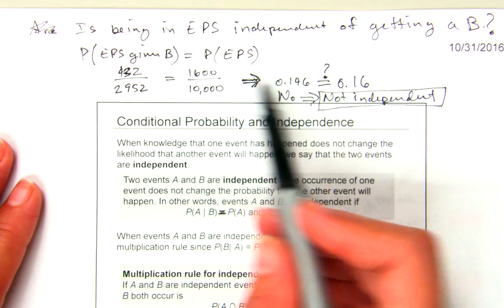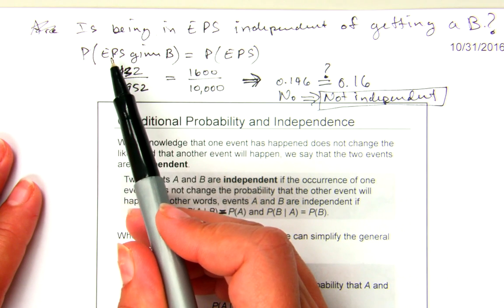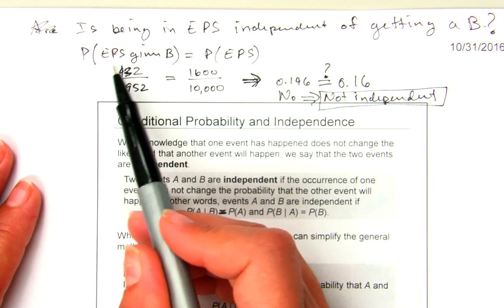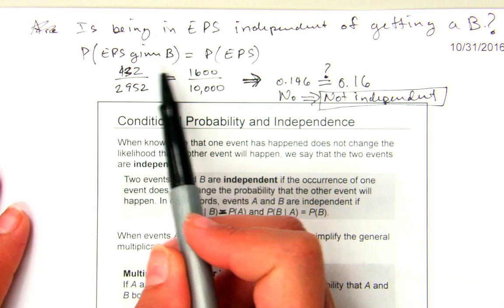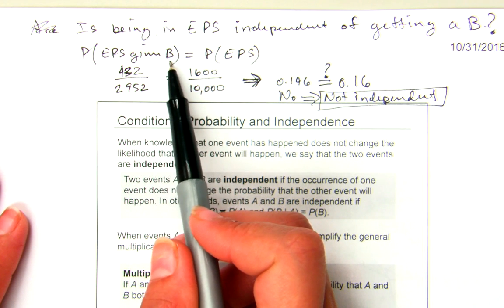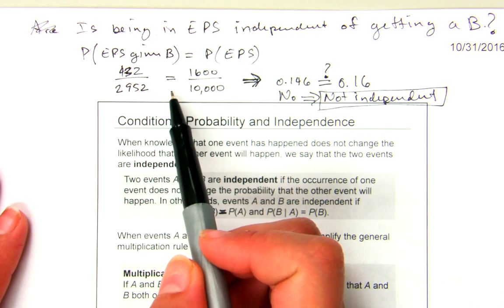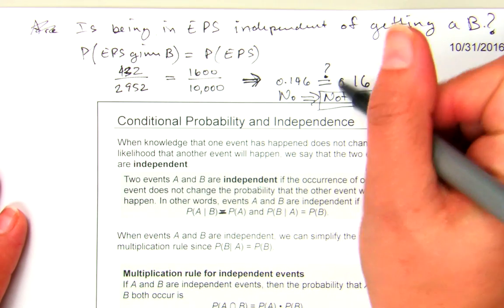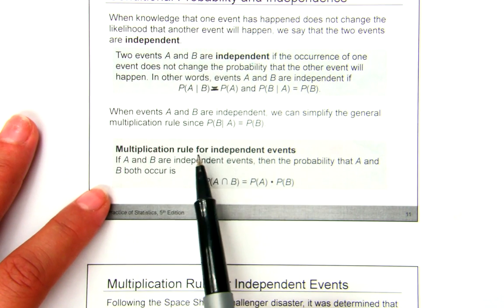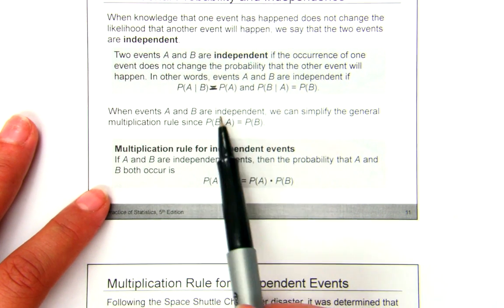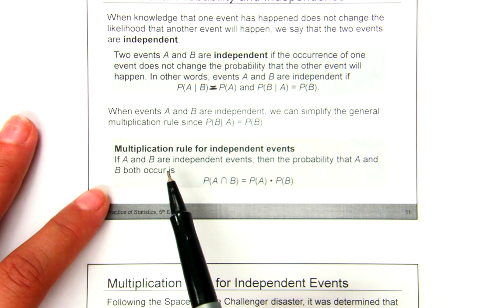So, if they were, that means the probability of being in EPS, the probability of this one, will not affect the probability of being in B. But it does actually affect it because they're not equal to each other. Okay. All right. And then the last part, when they're independent, you can put them equal to each other, which makes it very convenient.